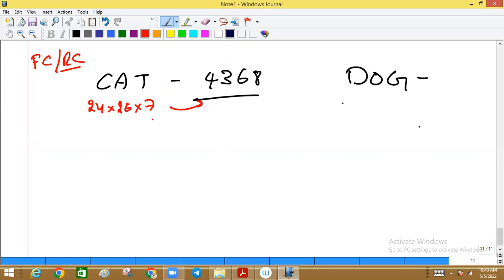What is D? 20? 3 multiplied by what is O? O, L reverse, L. So 12 into 20. So how much will you get?